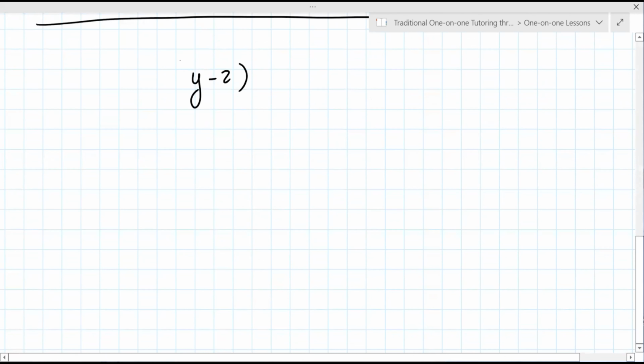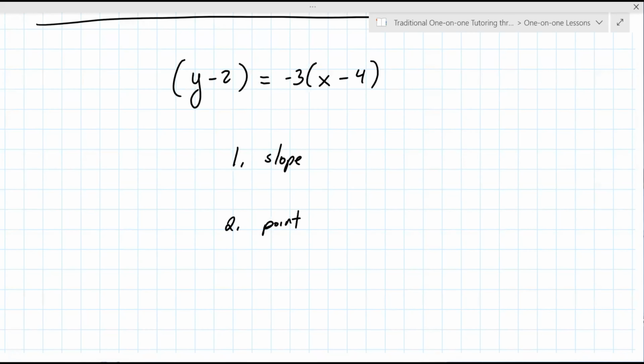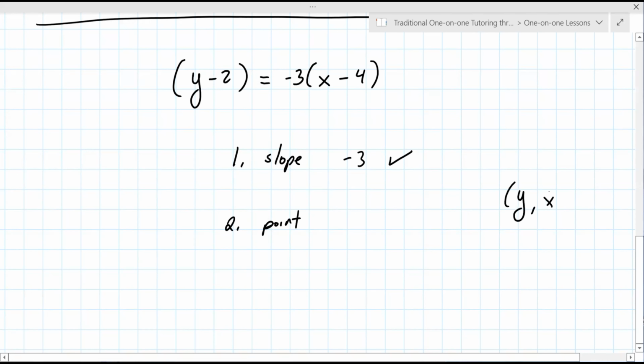So y minus 2 equals negative 3 times x minus 4. So there's two things I'm looking for. I'm looking for the slope and the point. Okay. The slope is negative 3. Good. The point is 2 and 4. 2 comma 4. Okay. So what you gave me is y comma x. What is the order that the ordered pair goes in?